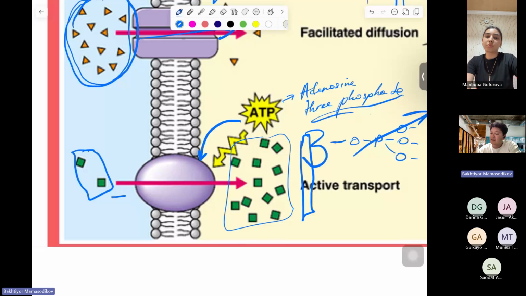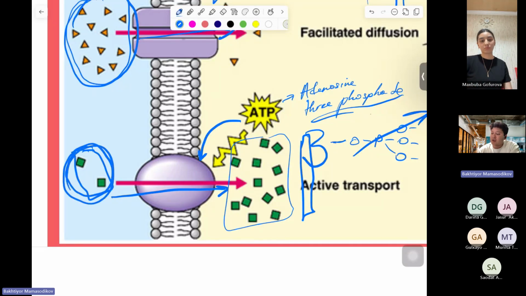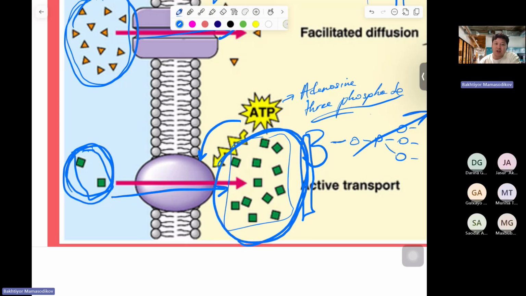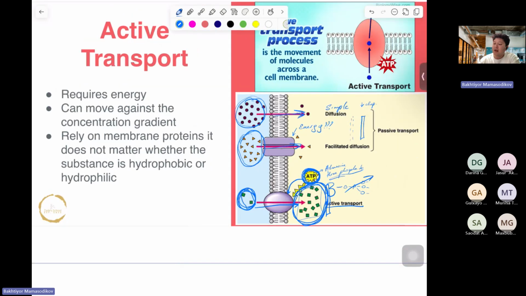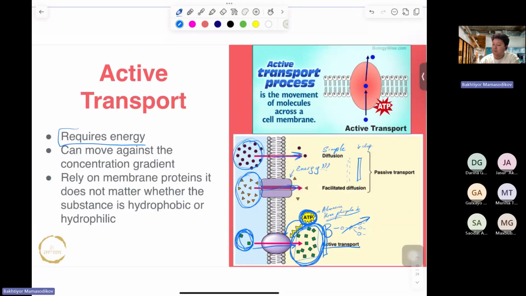So in the cell also, when substances move from the lower concentration to the higher concentration, against the concentration gradient, the cell requires energy. The cell is going to use energy to move from lower concentration to higher concentration. This process is called active transport. Active transport requires energy.